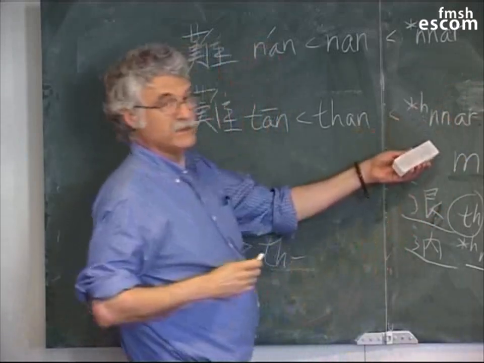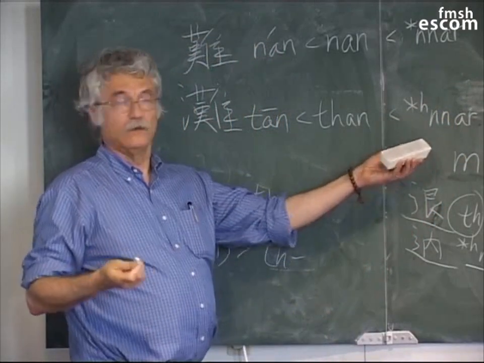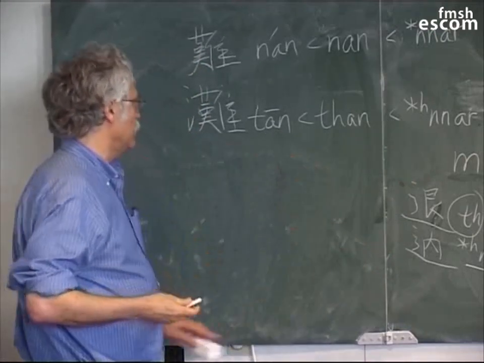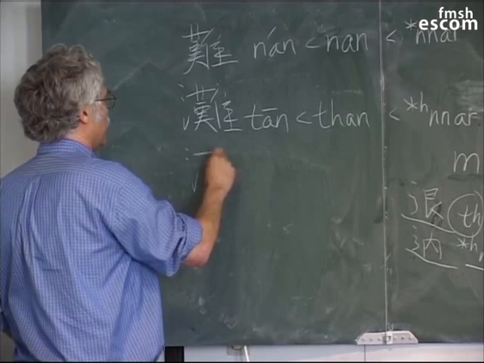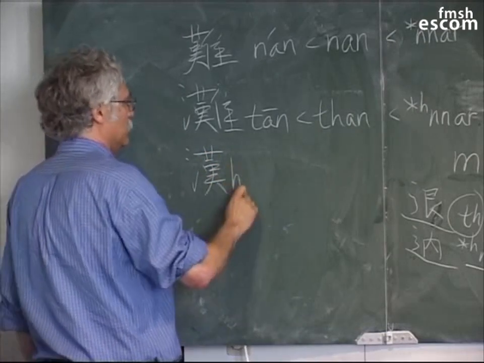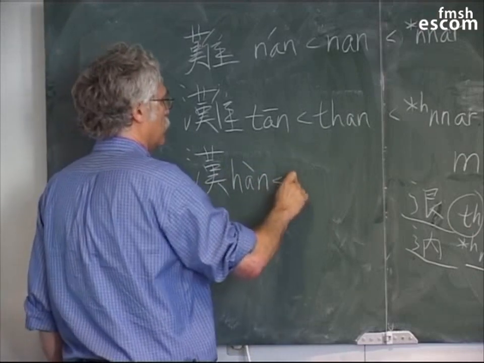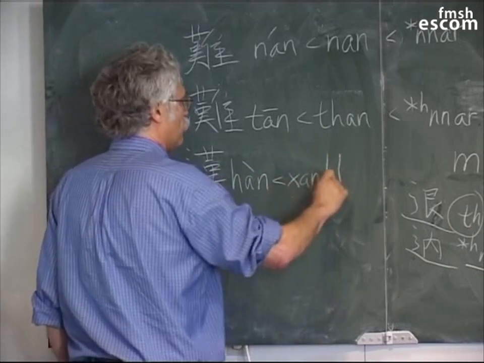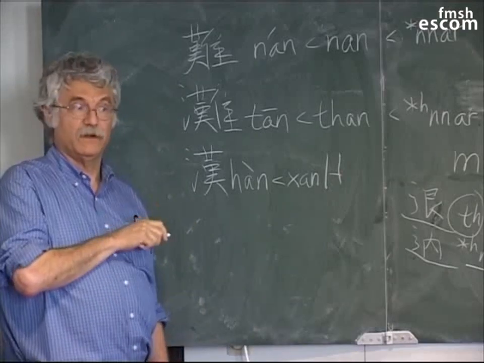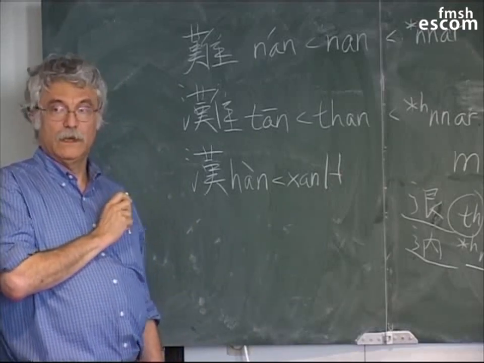And this, then, it's very nice. This is a case of this voiceless one going to TH. But there's also a rip, the name of the dynasty is Han. And this is also the name of a river, which is a tributary of the Yangtze River.